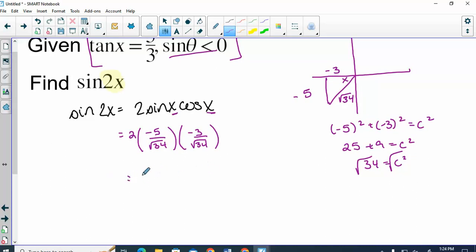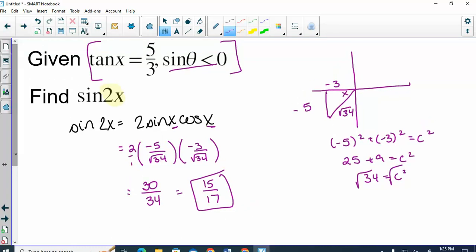So if we multiply, this is just like a 2 over 1. 2 times negative 5 times negative 3. Positive 30. Radical 34 times radical 34 is 34. So we get 15 over 17. Okay, so the triangle was for angle x, and we use that so we can find the values of sine and cosine to plug into our formula.